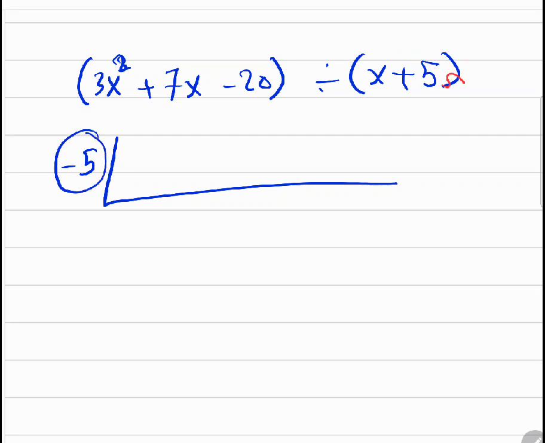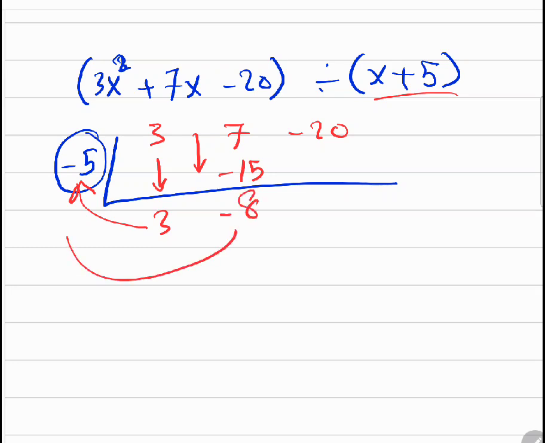And the coefficients are 3, 7, and negative 20. So let's bring down the 3 first. Negative 5 times 3, that's negative 15. And then 7 plus negative 15 is negative 8. And then negative 5 times negative 8, that's positive 40. And negative 20 plus 40, that's 20.